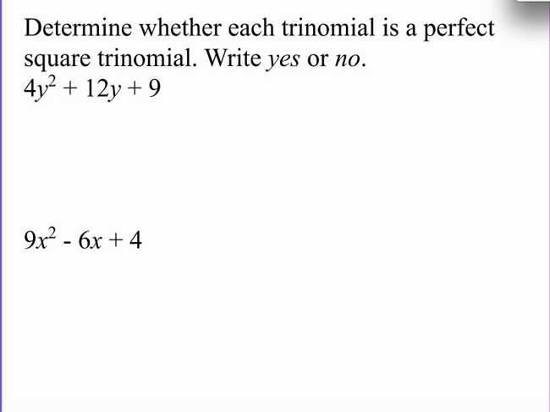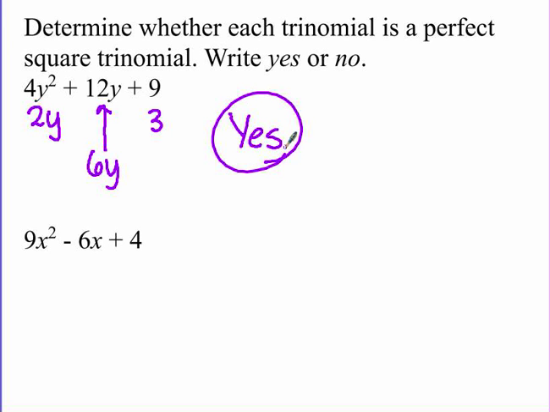Determine whether each trinomial is a perfect square trinomial. Write yes or write no. Okay? So the first one, 4y squared plus 12y plus 9. So if we're determining if it's a perfect square trinomial, I find, is the first term a perfect square? What is squared to give me 4y squared? 2y. Is the last term a perfect square? What is it? 3. So now what I do is I take the product. What is 2y times 3? 6y. If I can double that and get the middle term, do I get the middle term? So this is a perfect square trinomial. Just for kicks, how we would factor that, it would be 2y plus 3, quantity squared. Okay.